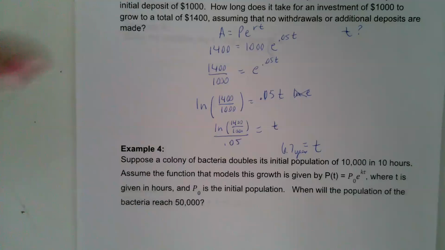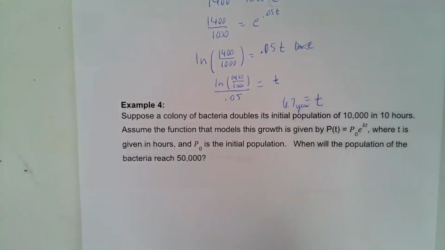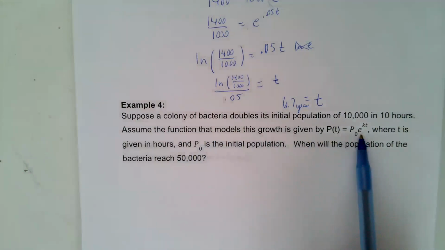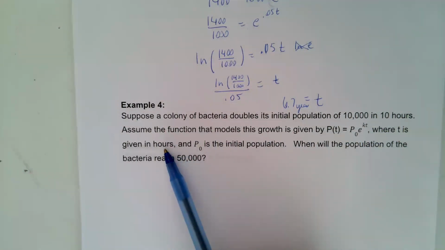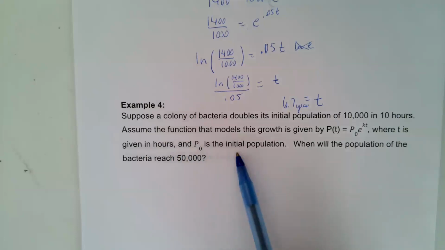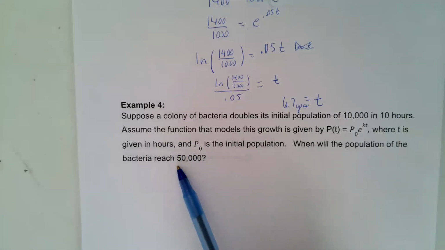Okay, example 4 says, suppose a colony of bacteria doubles its initial population of 10,000 in 10 hours. Assume the function that models this growth is given by this function here, where T is given in hours, so that's important to know, and P0 is the initial population. When will the population of the bacteria reach 50,000?